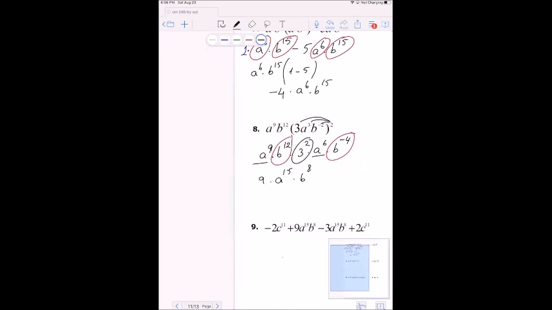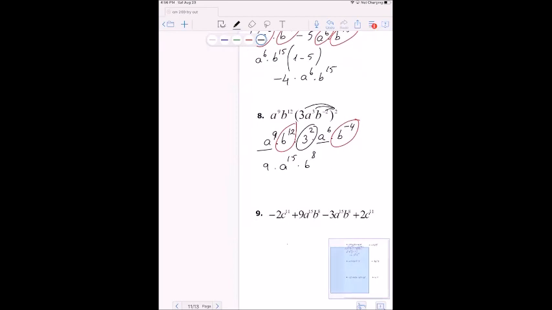8. The answer is this. And the last one. So let's see, because this is addition and subtraction, this is an expression. Like terms, this is the same exponent raised with the same power. Okay, same exponent with the same power, guys. So these are like terms.